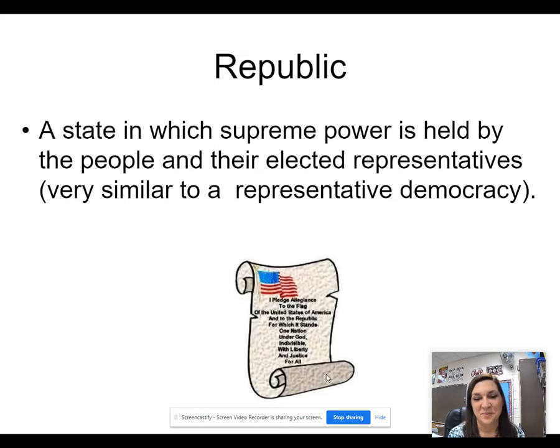And then I want you to think about, when you say the Pledge of Allegiance, you talk about a republic, not a democracy. So technically the United States has a republic. And this is a state in which supreme power is held by the people and their elected representatives. It's very similar to that representative democracy that I just talked about.